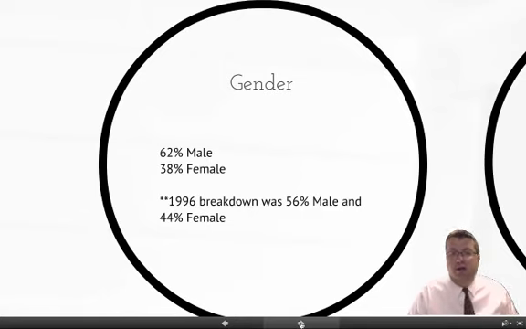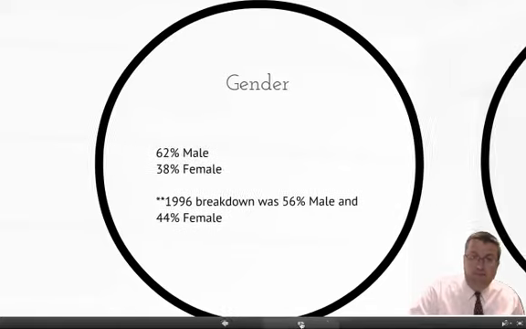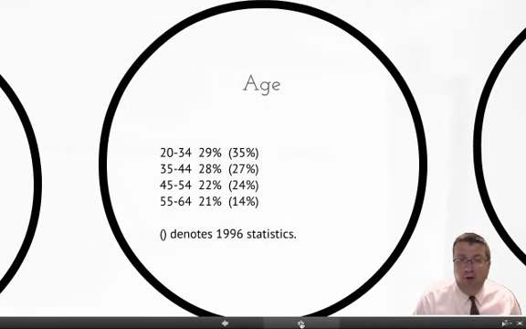And so we look at gender. In 2011, 62% of small business owners were male, 38% were female. In 1996, there was a difference between 56 and 44%. We talk about age breakdown. We're seeing a big shift. In 2011, the number of businesses owned by people 55 to 64 is 21%. In 1996, it was only 14%. You also see the age group of 20 to 34. That group had gone down from 35% to 29%.